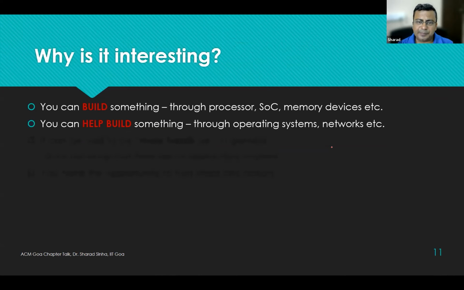And the simplest answer is you can build something. For example, you can build a processor, a system on chip device, or a memory device. So you can hold it in your hand. Whatever you are doing, you can hold it in your hand and see it as a tangible asset.